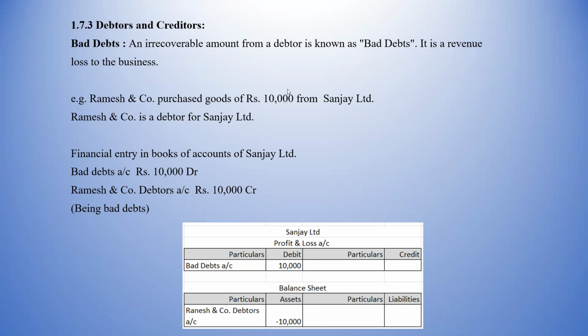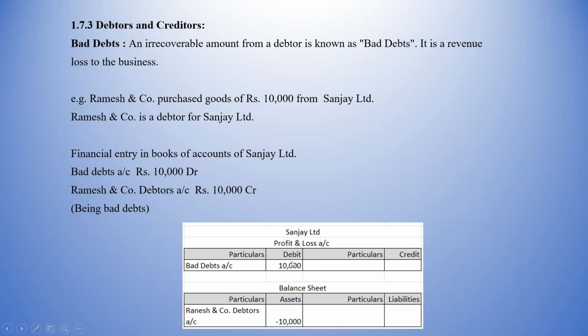Ramesh and Company, same example we will use. Ramesh and Company purchase goods of rupees 10,000 from Sanjay Limited. Ramesh and Company is a debtor for Sanjay Limited. Now, what is the financial entry for this? Basically, it's a bad debt. So bad debt we will book as a debit in the P&L. Okay. And Ramesh and Company debtors account will be credited by 10,000. There is a little catch in this now. See, let's go to the P&L now. In the P&L, bad debt is an expense. For Sanjay Limited, 10,000 rupees is bad debts.